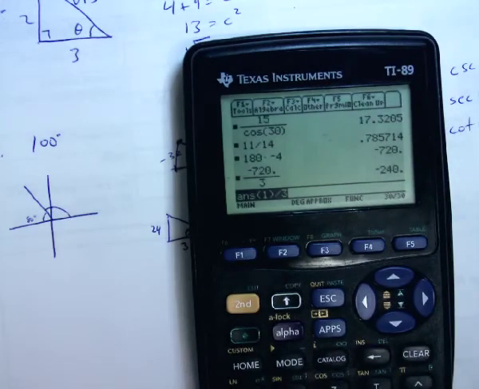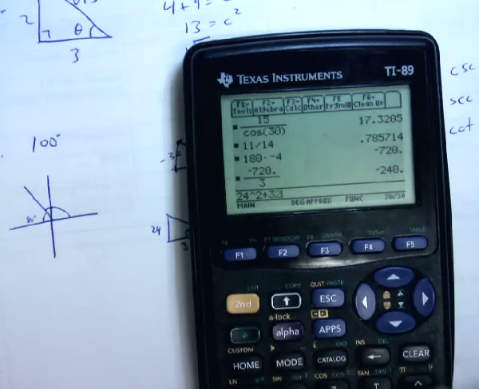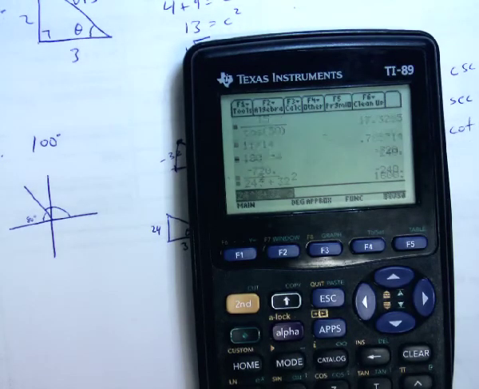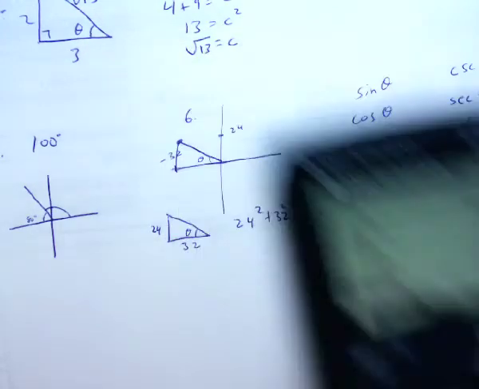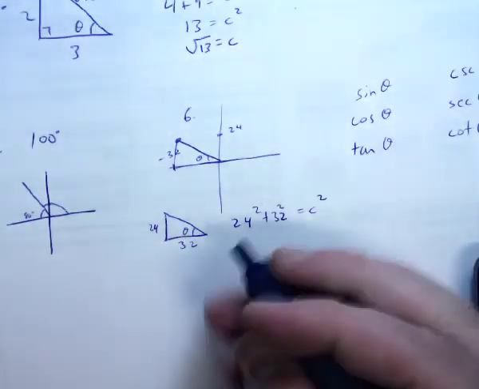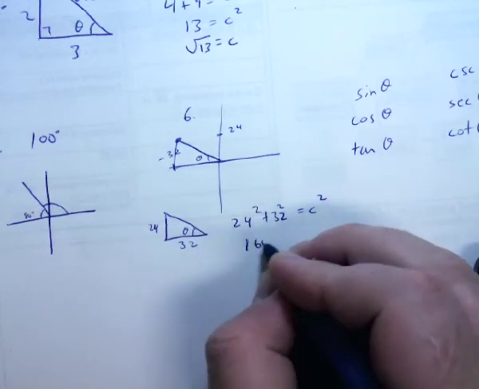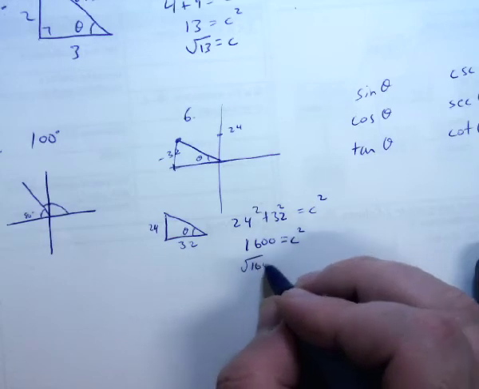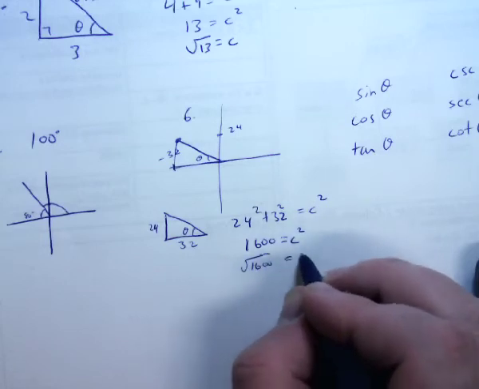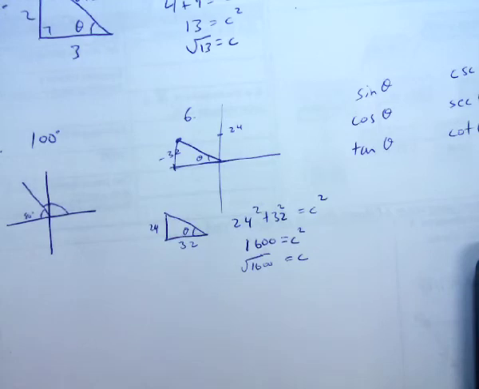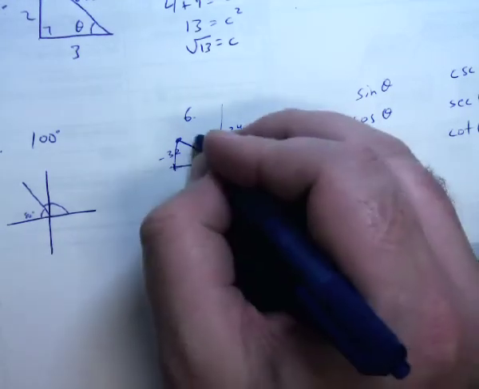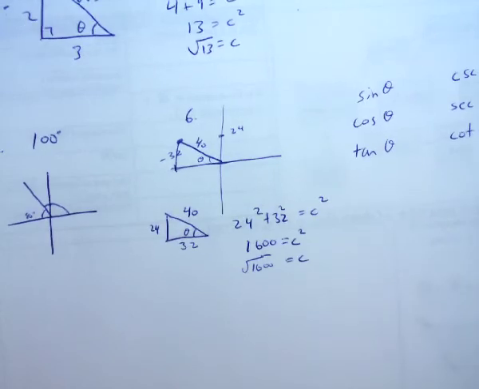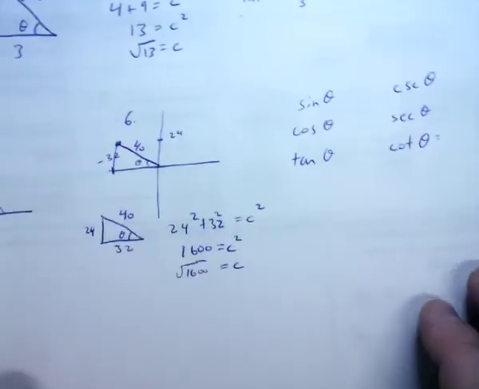Alright, so we're going to go 24 squared plus 32 squared equals 1600. Oh, that's nice. So 1600 equals c squared, and then we take the square root. Equals c, and that's going to be 40. So I know that my hypotenuse is 40. Okay, so let's figure out what sine, cosine, and tangent of theta are.